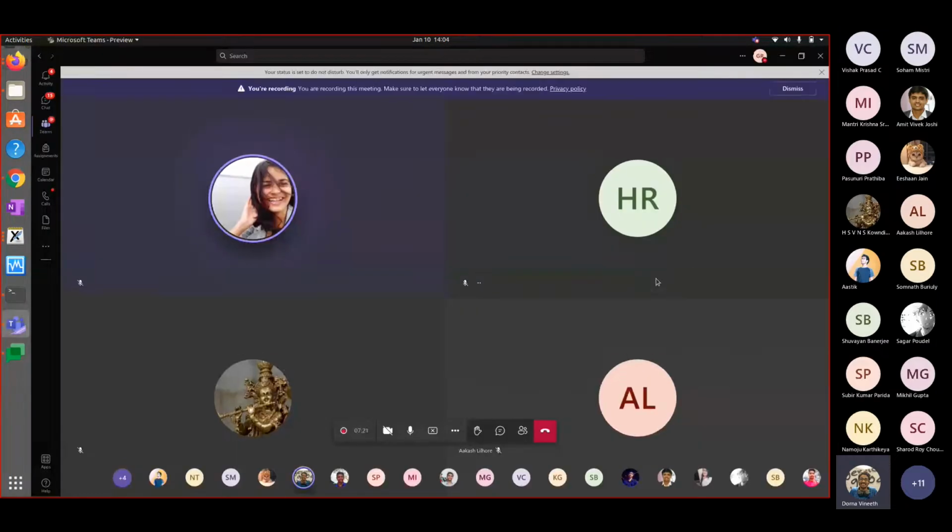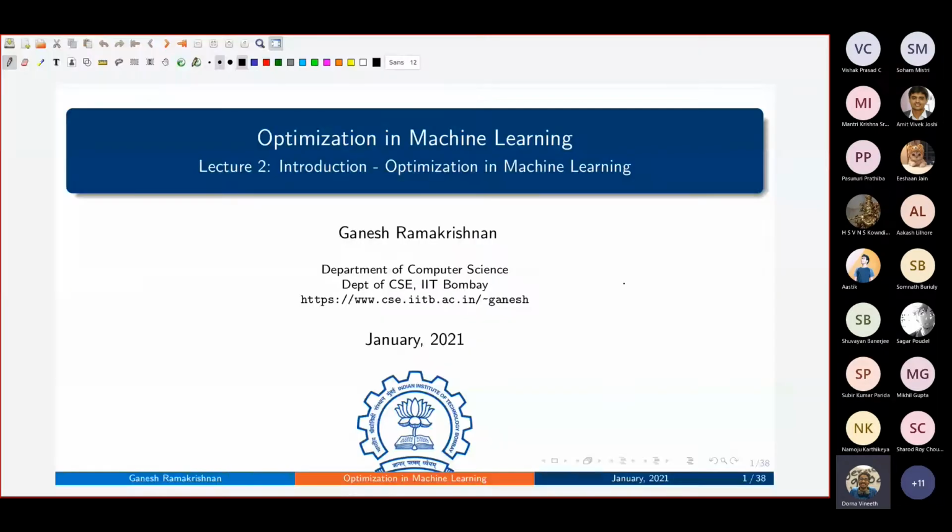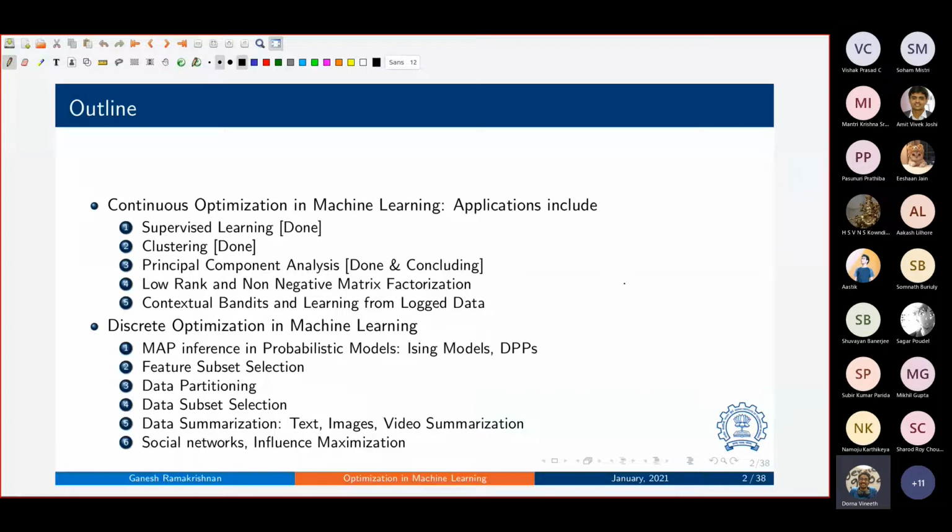So good afternoon, everyone. Welcome to lecture 2, Introduction to Optimization Problems. We have seen a couple of interesting optimization problems already.